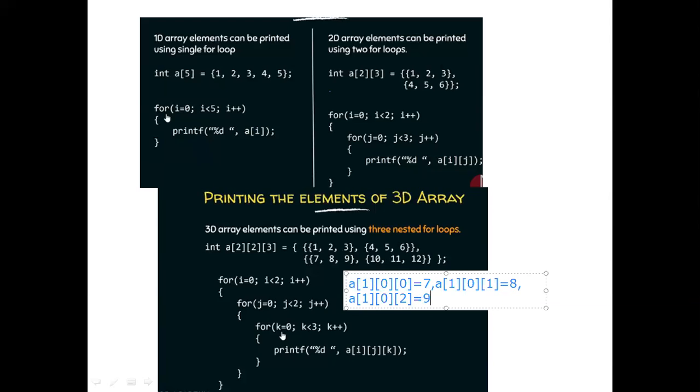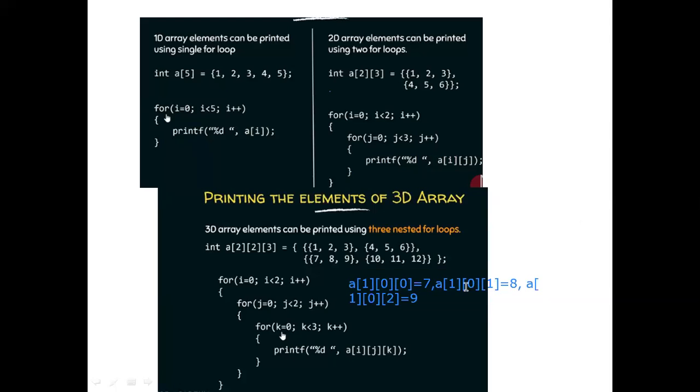Okay, so in the same way, A of 1, 1, 0. What element will be stored? 10 will be stored. A of 1, 1, 1. What will be the value stored? 11. A of 1, 1, 2. Which value will be stored? 12 will be stored. So this is the example. You can understand.